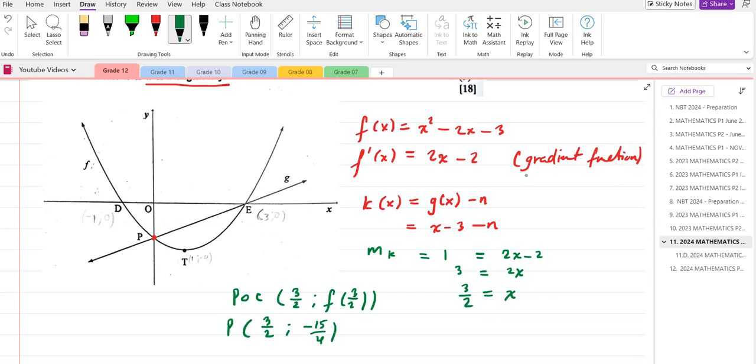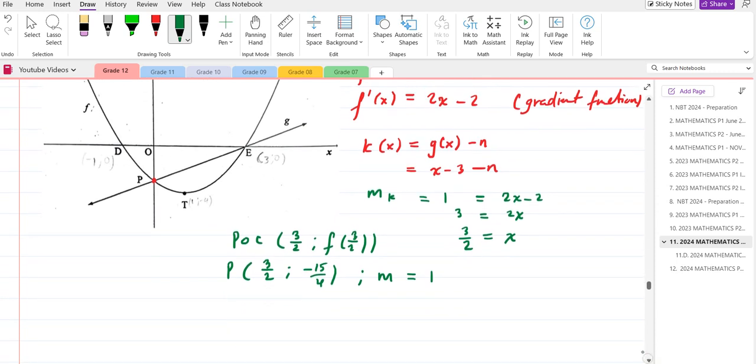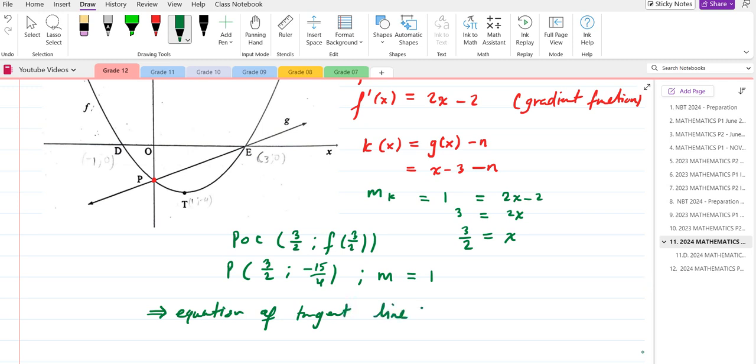I have a point of contact and the gradient is equal to 1. So now I can find the equation of the tangent line here. What's the equation of the tangent line? Y minus y1, so y plus 15 over 4 equals m, which is 1, times x minus x1, x minus 3 over 2.